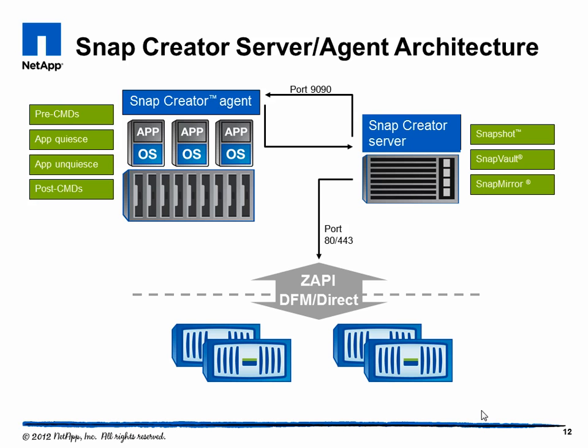Here's how the SnapCreator server and agent work together. As mentioned, SnapCreator has a full-featured server agent architecture. SnapCreator actions are initiated by the server. Communication to the agent by default occurs on port 9090, but this is fully customizable. The agent handles application quiesce and unquiesce commands, as well as other pre or post commands. ZAPI calls to the storage system occur on the SnapCreator server over port 80 or 443.